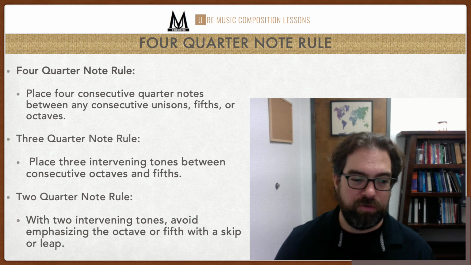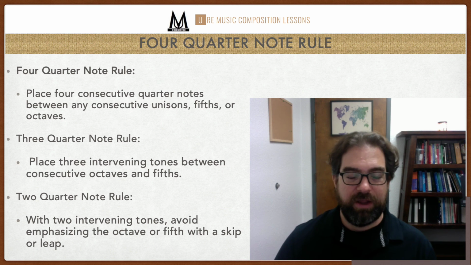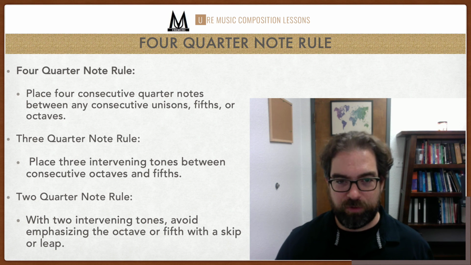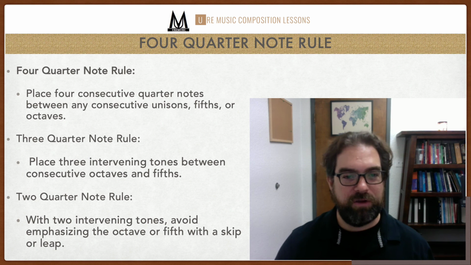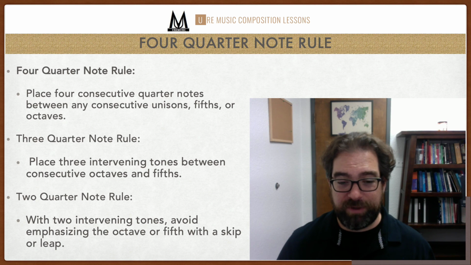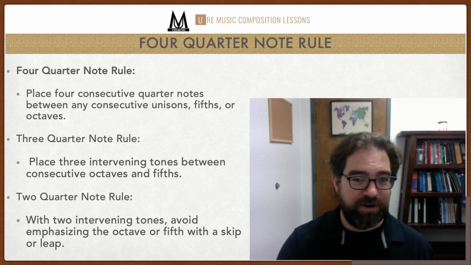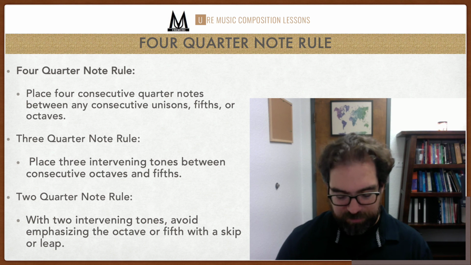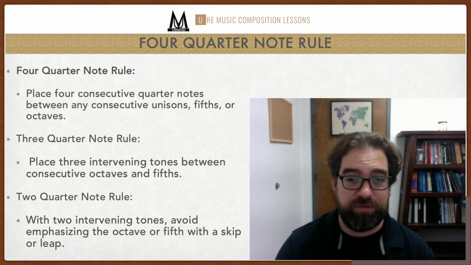So then the 2 quarter note rule, you want to avoid emphasizing the octave or fifth with a skip or a leap. So that's another way where you can kind of get away and bypass this 4 quarter note rule. So the 4 quarter note rule is how you stay safe. 3 and 2, you have to treat with a little more subtlety, and you really have to listen to what it sounds like with your ear, because generally with 3 quarter notes intervening and 2 quarter notes intervening, it's not going to be as effective as the 4 quarter notes. Because again, we don't want to emphasize these transparent octaves. That's an octave right there. Or these transparent fifths.